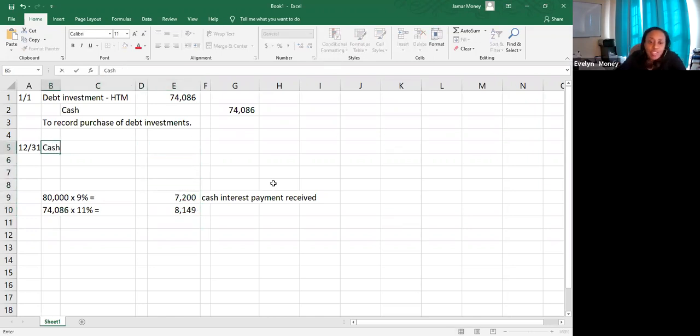All right, so I know I'm getting cash. And the amount of cash that I'm getting is determined by the 7,200. So I'm going to debit cash. Now, this is my interest revenue. So I know I'm crediting interest revenue.